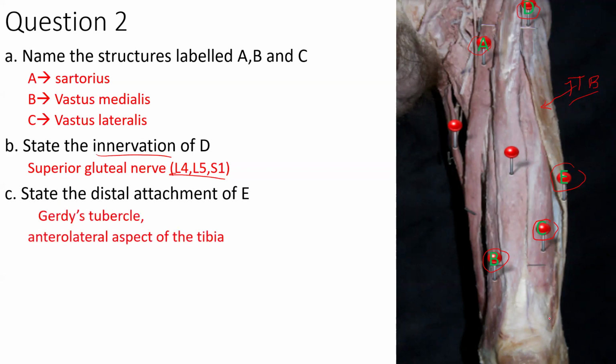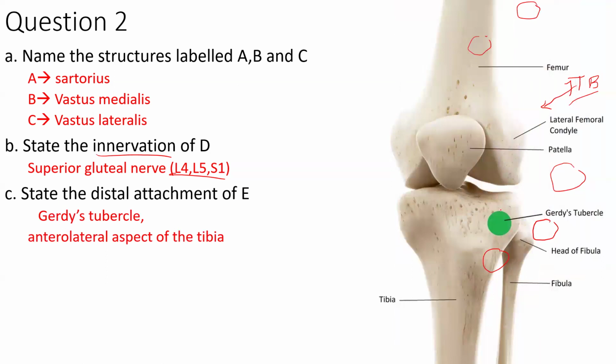The Gerdy's tubercle, and this is the location of the Gerdy's tubercle, okay? That is the location of the Gerdy's tubercle over there. Okay, so on the anterolateral aspect of the tibia, please don't confuse it with the tibial tuberosity, because on the tibial tuberosity, this is where the patellar tendon attaches, that the quadriceps femoris tendon attaches there. So please be keen as you identify the Gerdy's tubercle on the tibia.